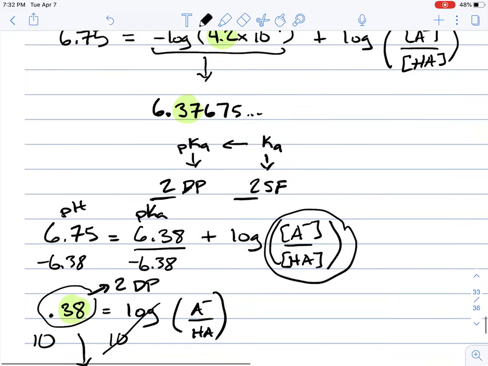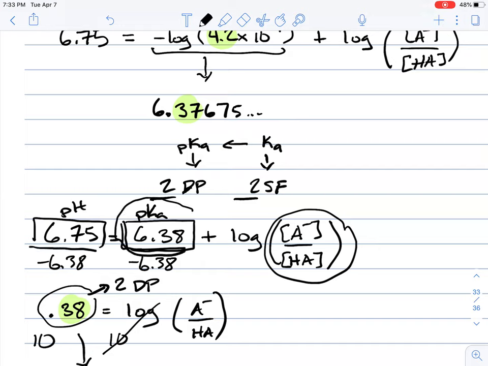So if you look at this value, the value for pKa is 6.38. And if I look at the target pH, you can imagine the pKa as like my reference point. So this is like in Monopoly, this is the go space, right? This is where you start. And what's going to change the pKa value is the ratio of the conjugate base to the conjugate acid. And the result was 6.75.